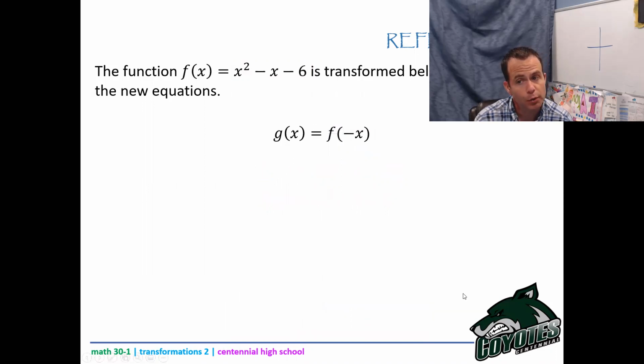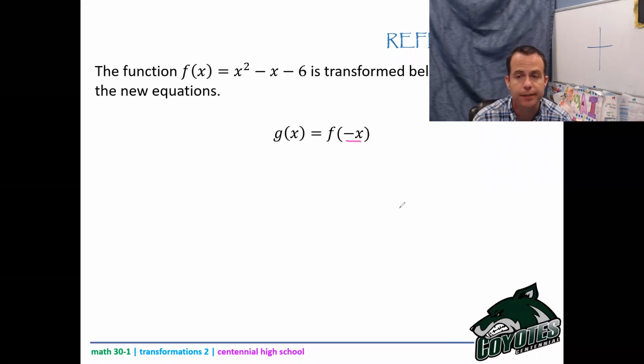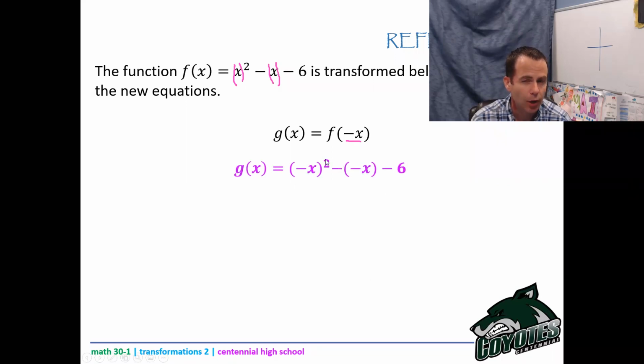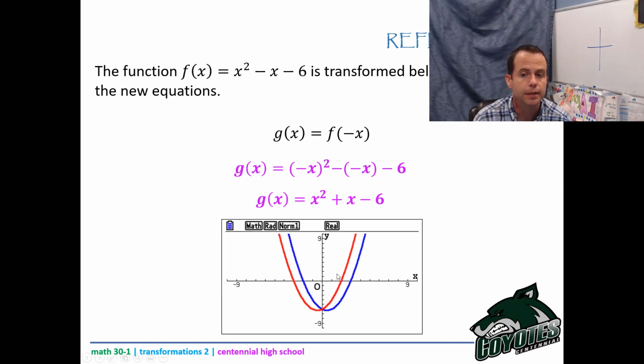Now this time, it says take f(x), but every time you see x, replace it with -x. Here's an x, I'm going to replace it with -x, and here's an x, I'm going to replace it with -x, and then you're going to try and clean this up. So that looks like this: (-x) squared would still be x², this would end up being plus x, and this would still be minus 6. Again, if I graphed these two, you will see that one is the horizontal reflection of the other. The blue graph is the original, and the red graph is my new g(x).